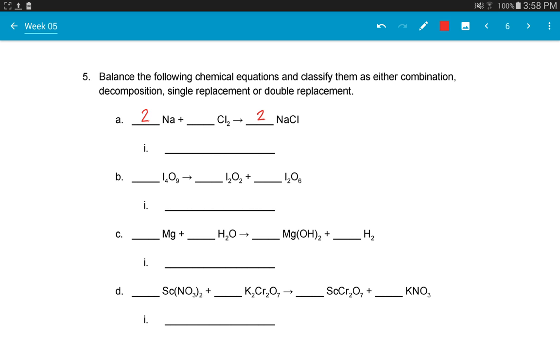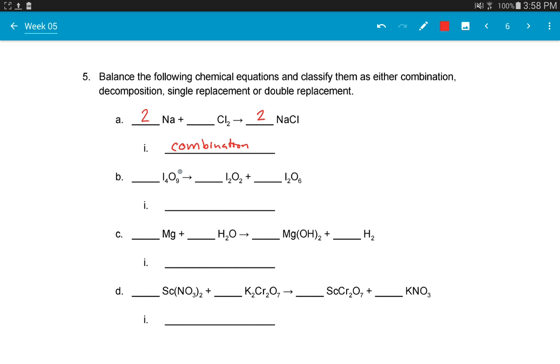In this problem, we have 2 pure elements reacting to form a compound. This would be a combination, or sometimes books call it synthesis as well. The next problem is a little bit more fun.